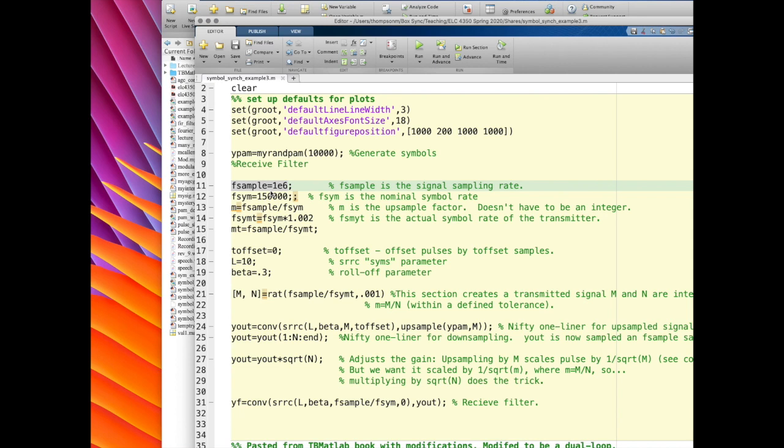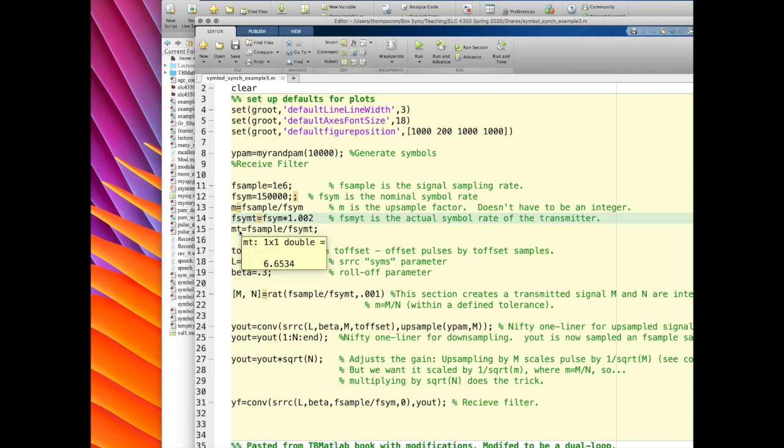We're going to assume we're sampling at 1 megasample per second, and as we discussed in the setup to this example, our symbol rate is going to be 150,000 symbols per second. So that gives us a nominal upsample rate. Remember, M is the nominal sampling rate, and when you run the Matlab code, you'll find that M is 6 2/3. So I made a 2% error in the transmission rate between the nominal rate and the symbol rate used at the transmitter. Okay, so that gives us an MT value.